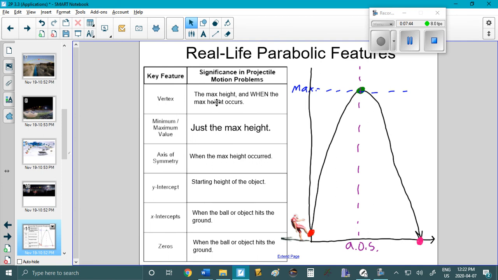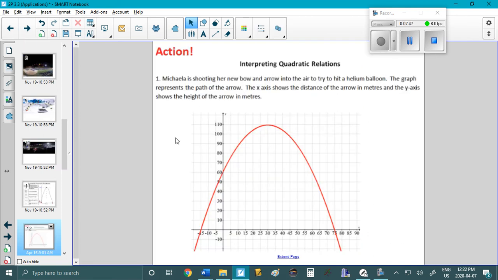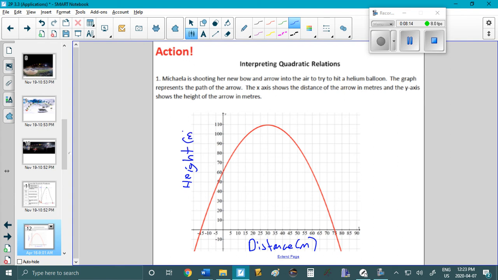We will do one example, and then you will do one, and then same thing. So Michaela is shooting her new bow and arrow into the air to try to hit a helium balloon. The graph represents the path of the arrow. The x-axis shows the distance. So I'm going to write down here distance, because this is the x-axis in meters. And the y-axis shows the height in meters. Okay, let's answer a few questions here.